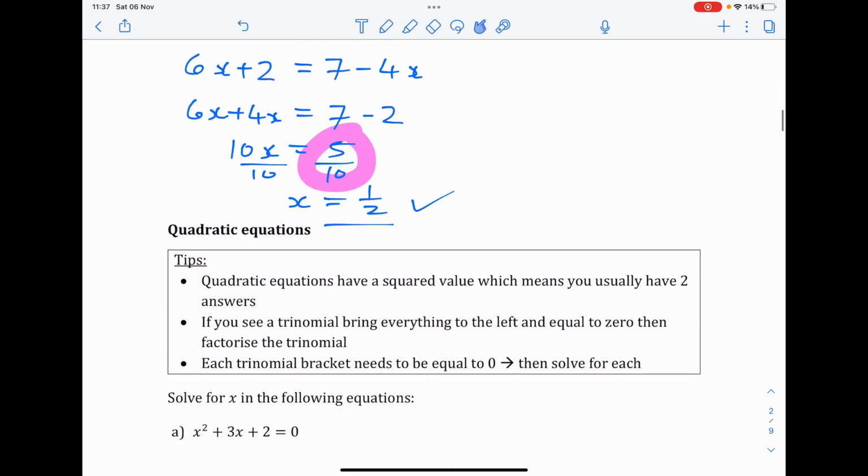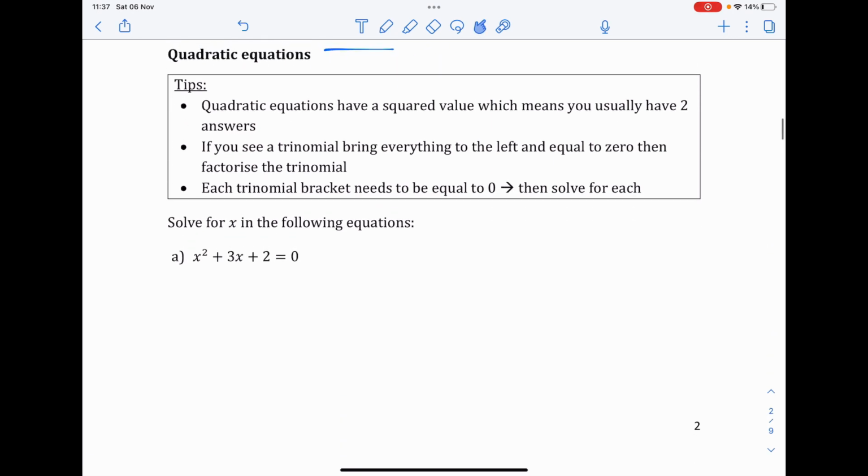Next is quadratic equations. So these are important because they relate to trinomials and they relate to your parabola functions. And you would have to work with these to a certain degree in your function section when you're working out the x-intercepts of your parabolas.